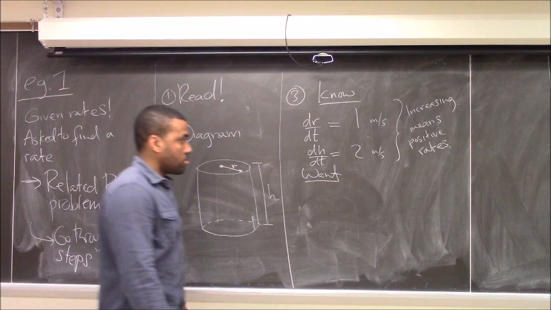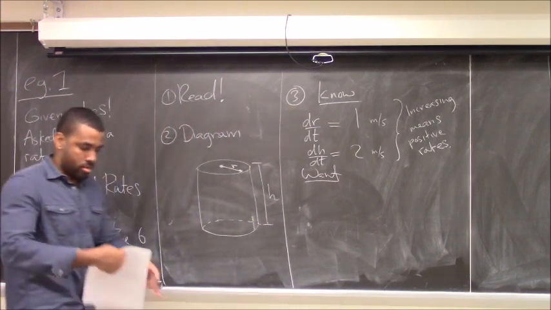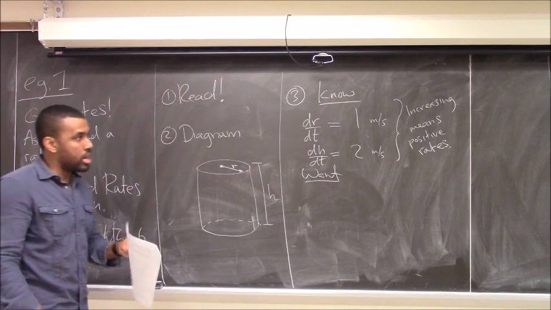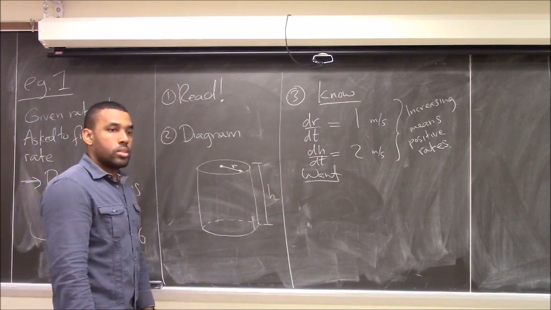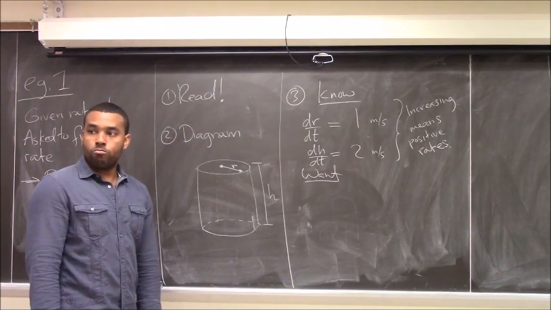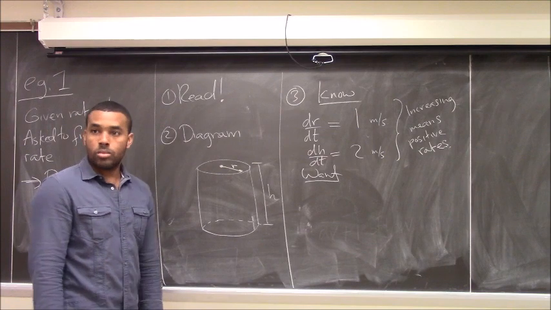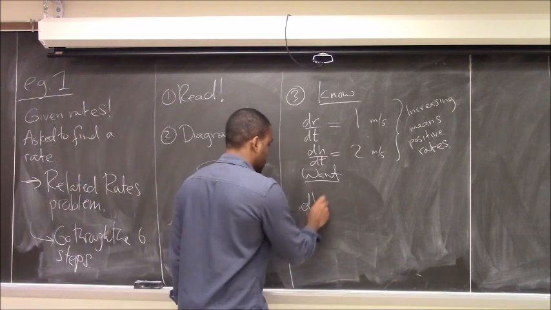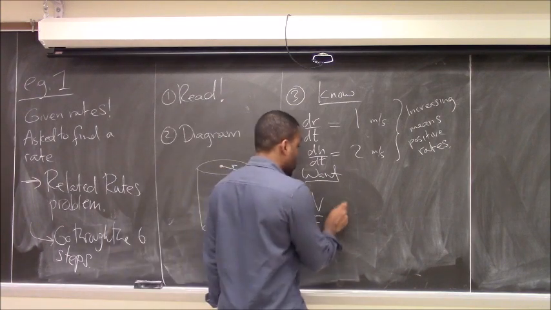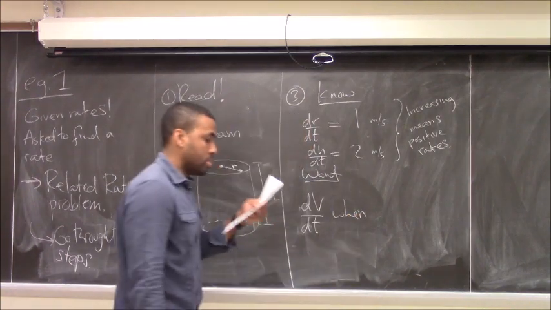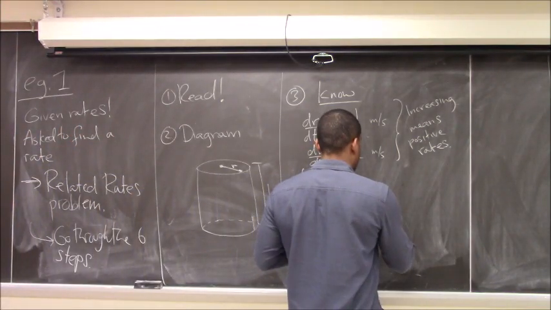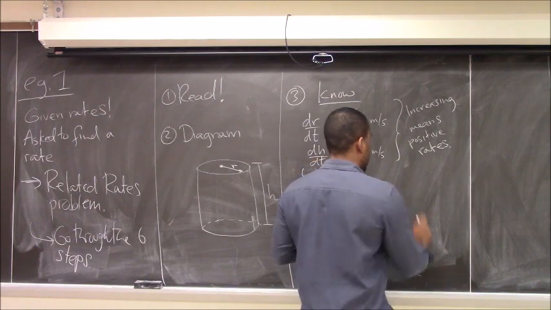Okay. Now what do we want to find? At what rate is the volume changing? So what kind of thing is that? What rate are we asked to find? dV/dt. So what you want is dV/dt. And I'm even telling you when I want it. When the radius is 1 and the height is 3.